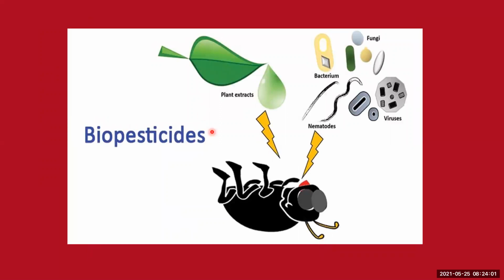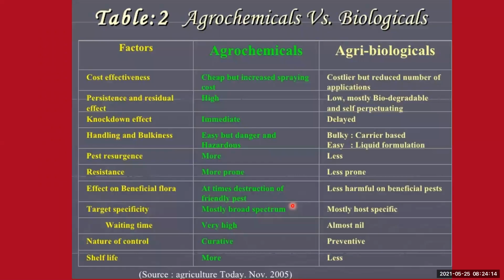So a biopesticide can be a herbal pesticide like a plant extract. It can be a bacteria, a fungi, a virus, or a nematode. And that is how you kill the pest. If you look at the comparison between chemical pesticides and biopesticides, in terms of cost effectiveness, chemical pesticides are cheaper, but the spraying cost is more. Biopesticides are costlier, but the number of applications is less.